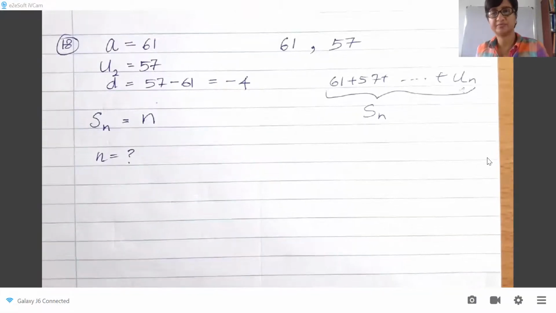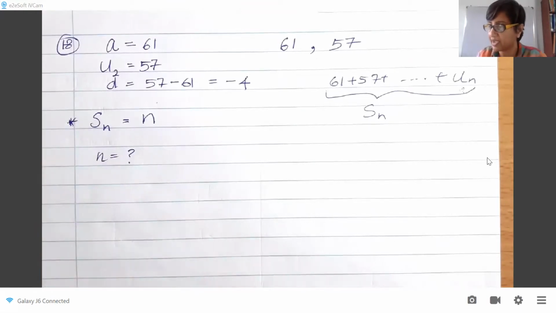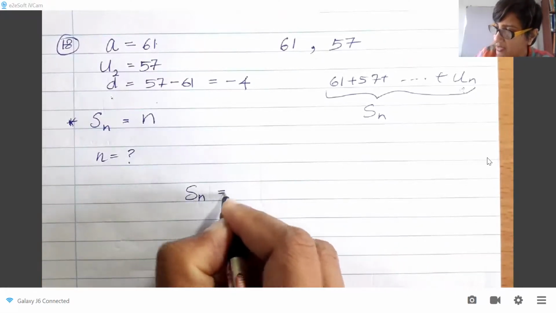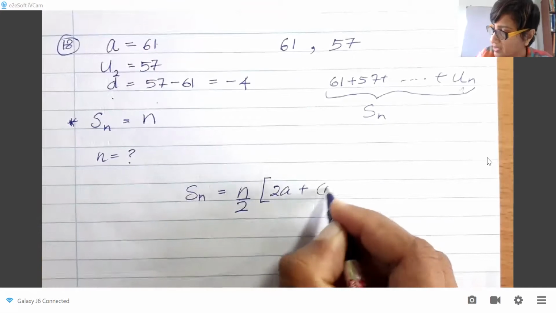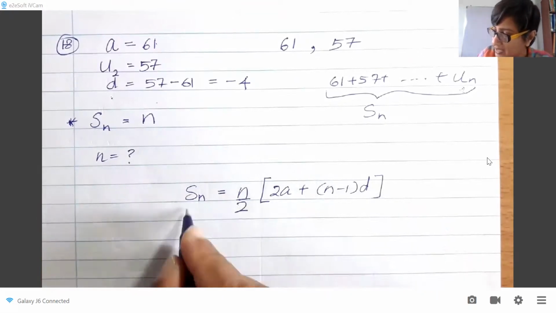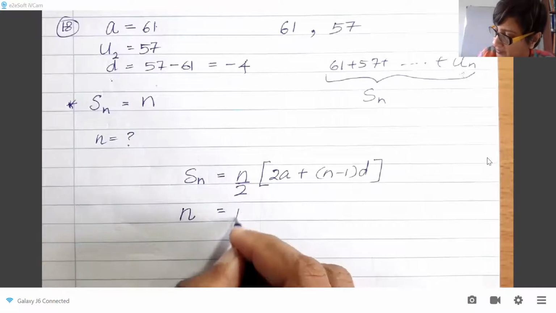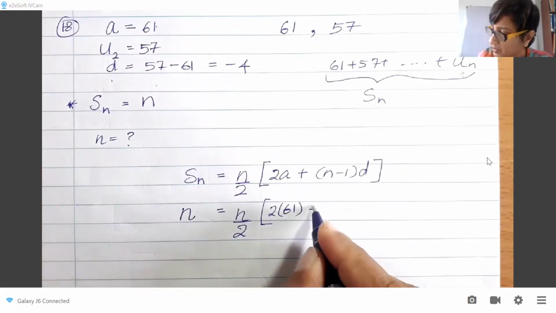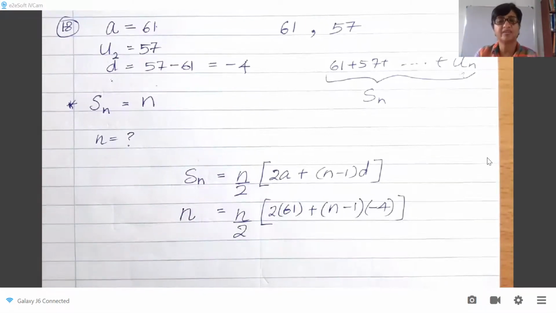Would you like to try it on your own? What can we do here? Sn is what is given to us. We can apply the Sn formula. I have A, I have D. Sn is n over 2 times 2a plus n minus 1 times d. Sn is n. So n divided by 2, 2 times 61 plus n minus 1 times minus 4. Nice, you have an equation with one unknown n. You can solve it to find n.